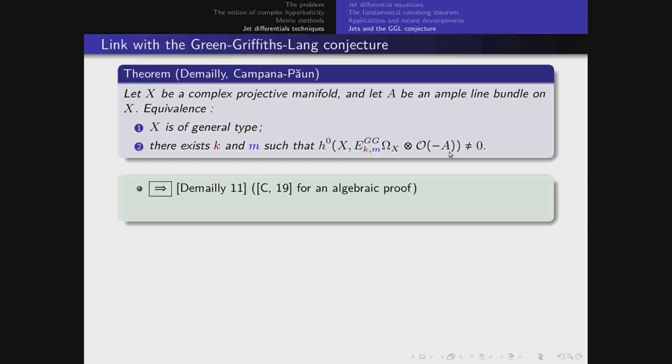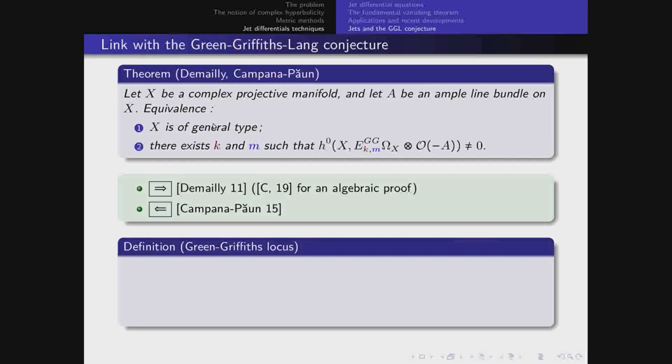So one direction was proved by Jean-Pierre Demailly in 2011 using metric methods, and recently I gave an algebraic proof of this direction. And conversely, it is a consequence of a theorem of Campana and Păun that if you have such non-vanishing, then you get that X is of general type.